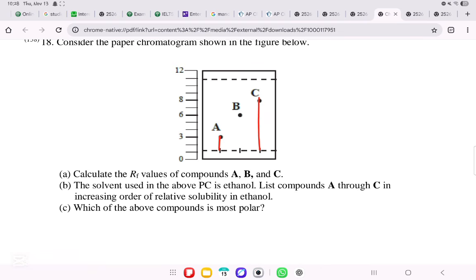That's why it takes a longer distance for it to separate from ethanol. So that's why A has a smaller solubility than B, has a smaller solubility than C. So C has the greatest solubility, A has the least solubility in ethanol. So the more soluble something is in the solvent, the greater time or the greater distance it takes in order for it to separate. Okay, so that's it for part B.